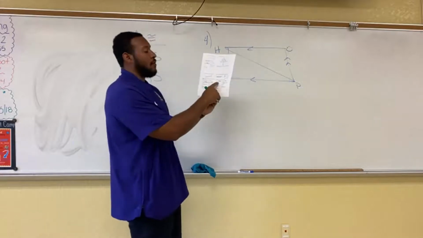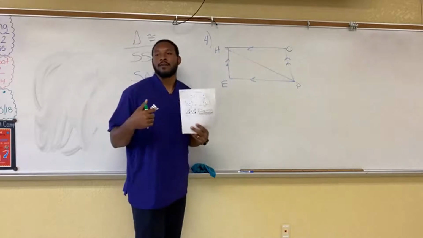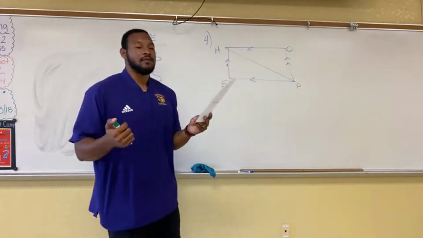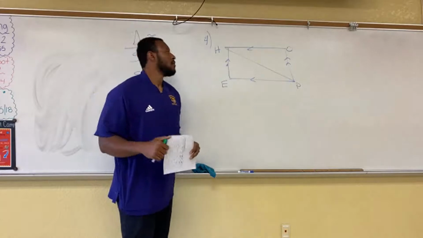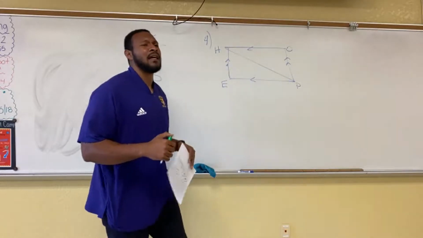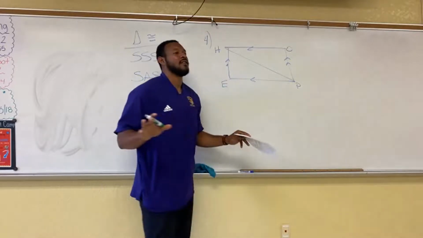So now, let's look here. Number 1, statement 1. OH is parallel to EP says given. Obviously, it's given to you, right? So now, look at number 2. Number 2 says alternate interior angles. What is alternate interior angles to you guys? Do y'all remember anything from alternate interior angles?